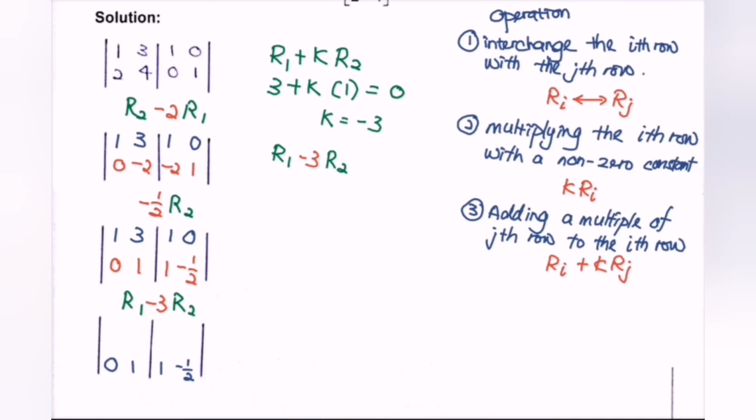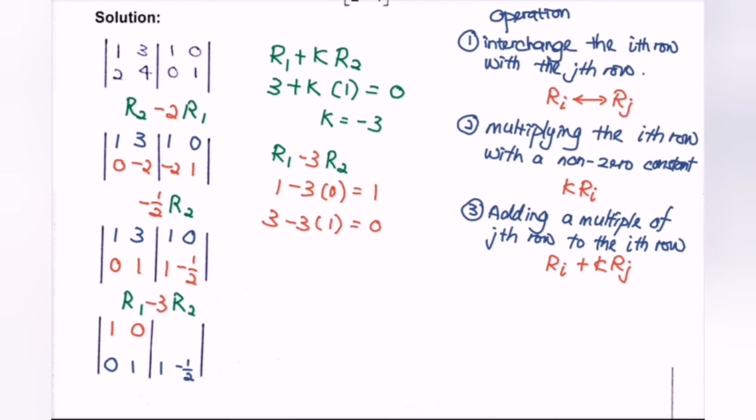Next, focus on the first row. So if we substitute 1 minus 3 times the second row, which is 0, the answer is 1. So we write down the 1. Next, move on to the second column, which is 3 minus 3 multiplied with the second row, where we have 1. So the answer is equal to 0. So we fill up the 0, and we have already achieved the left hand side, which is the identity matrix.